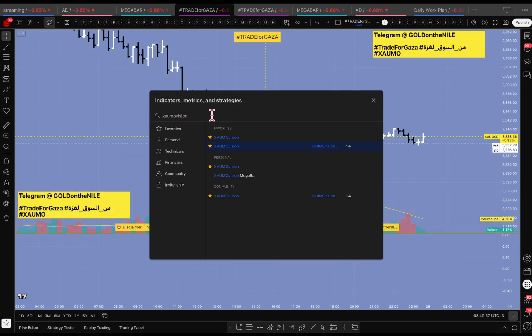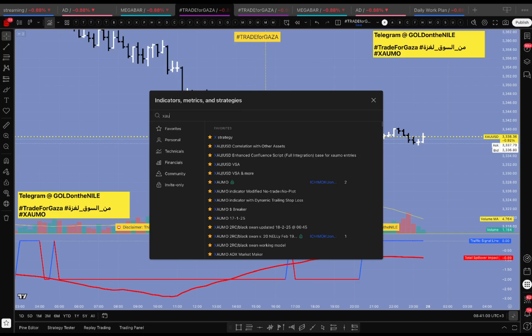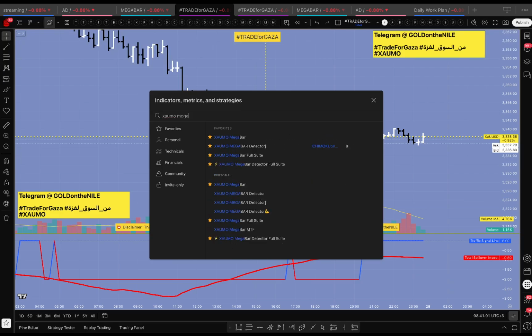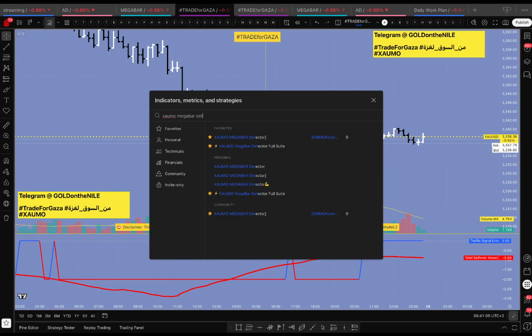The second one you click on is the XAUMO MegaBar Detector. Here you have it. It's on Ichimoku on the night, and 9 people have downloaded it.